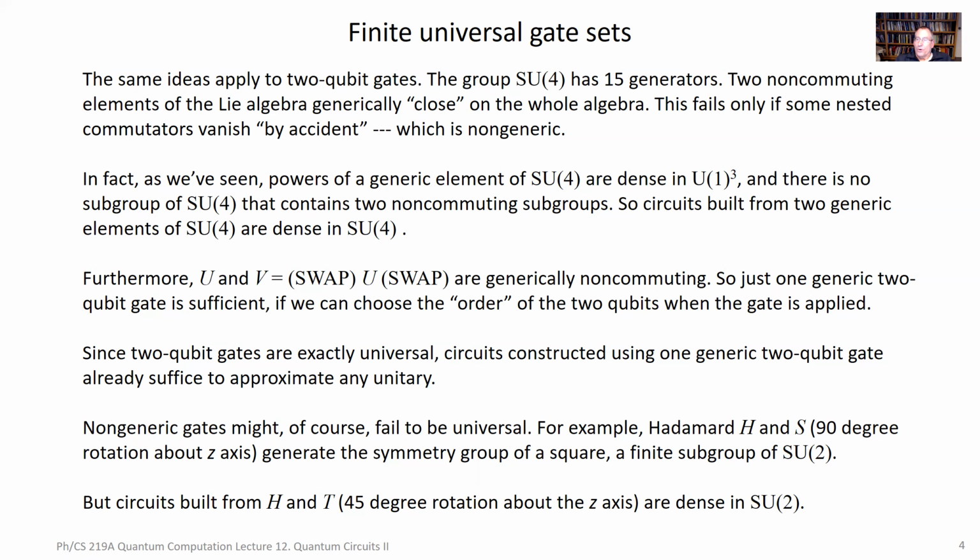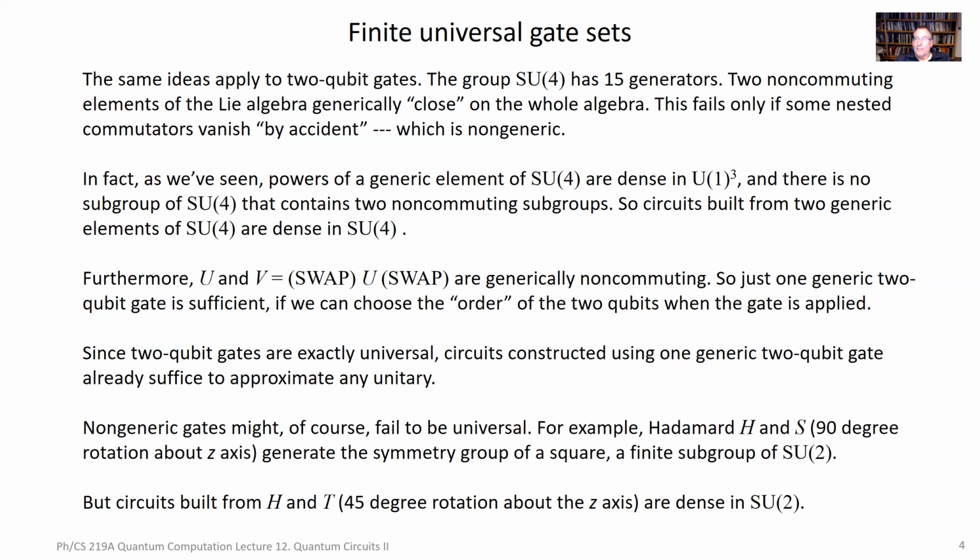Now, that group SU4 actually has 15 generators. In other words, the space of 4x4 traceless Hermitian matrices, traceless because I'm talking about SU4, the determinant is 1. That's the analog of X, Y, and Z, but for SU4 instead of SU2, instead of 3 generators, there are going to be 15.